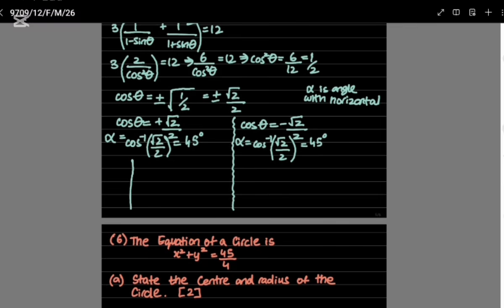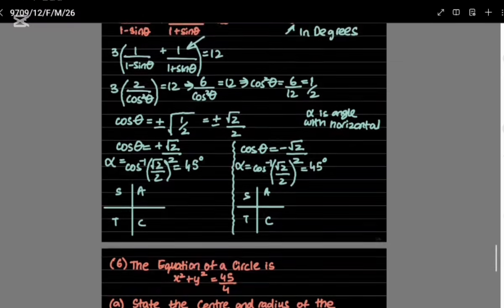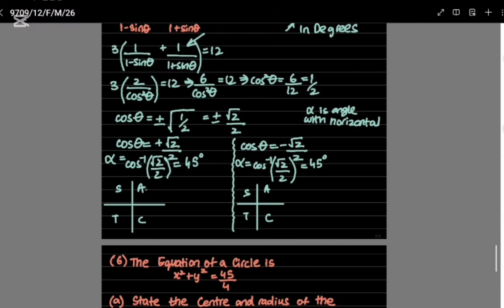Now you draw something like this, ASTC for both sides. Okay, ASTC. Now what does this mean? In the first quadrant, everything is positive. In the second quadrant, only sine is positive. In the third quadrant, only tan is positive. In the fourth quadrant, only cosine is positive. So this is a really good method, okay?